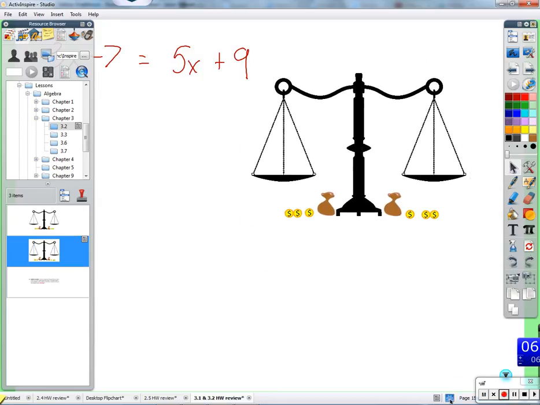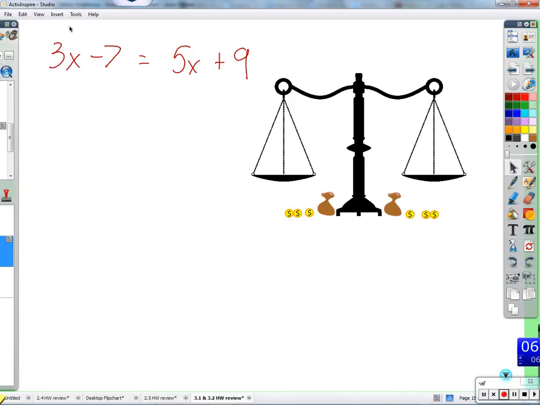So I'm going to recreate this equation with our good old set of scales.